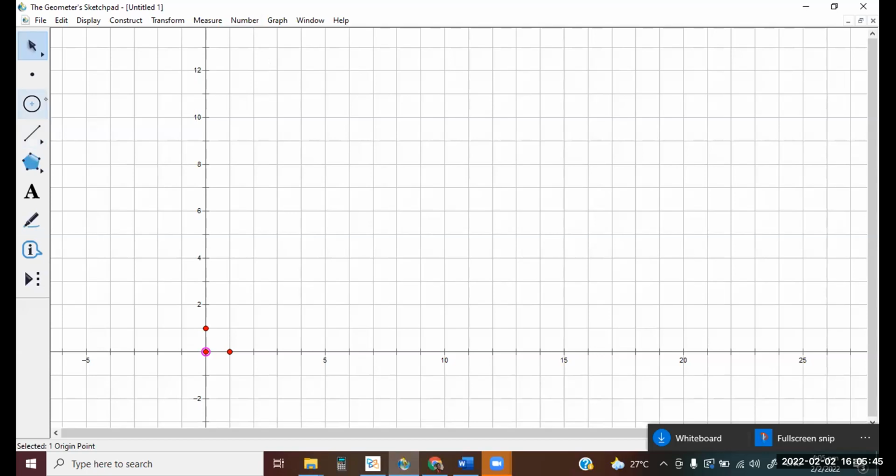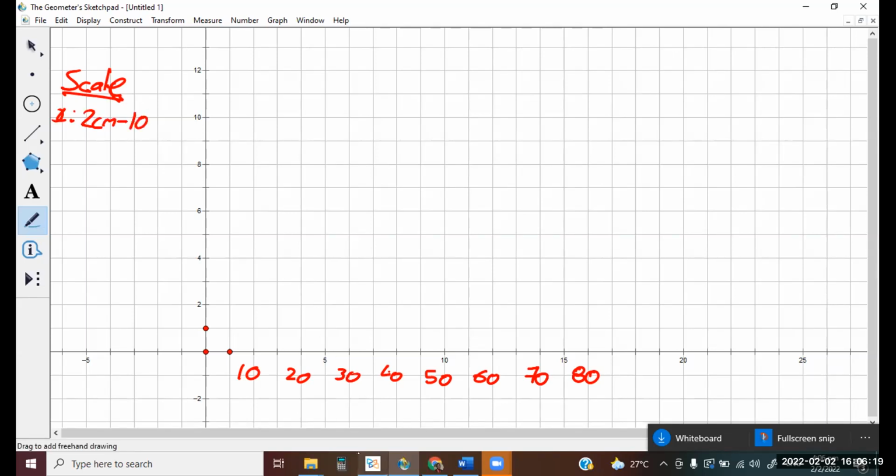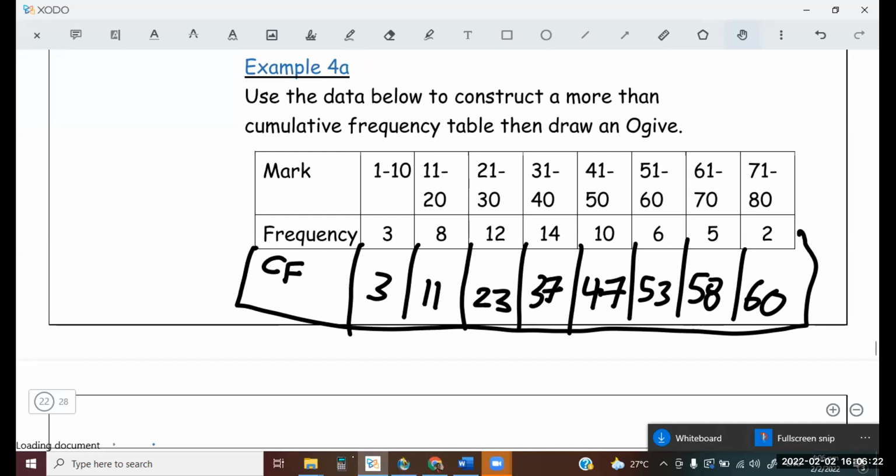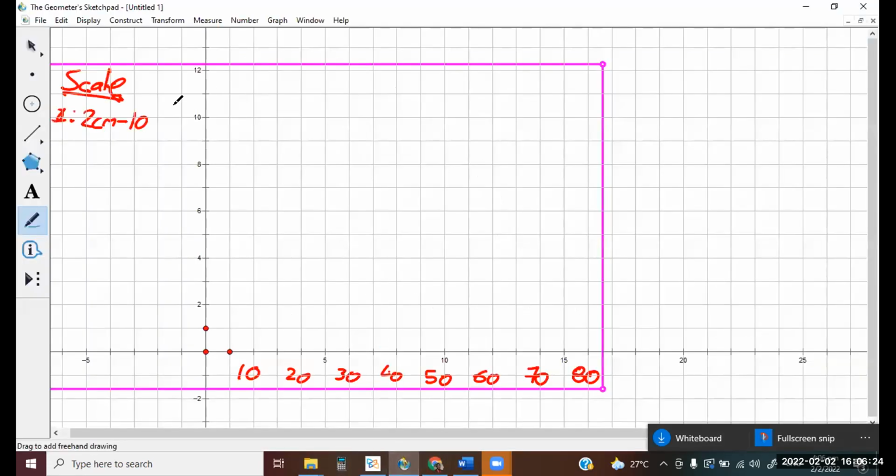All right, so we want 10.5, so maybe I use 10, 20, letting 2 centimeters represent 10 units, 40, 50, 60, 70, 80. And 10.5 is just slightly outside of it. Just to tell them the scale in this case, we're saying that on the X, 2 centimeters represent 10 units, but we're not going to write the word units. It's going to be 10 marks.